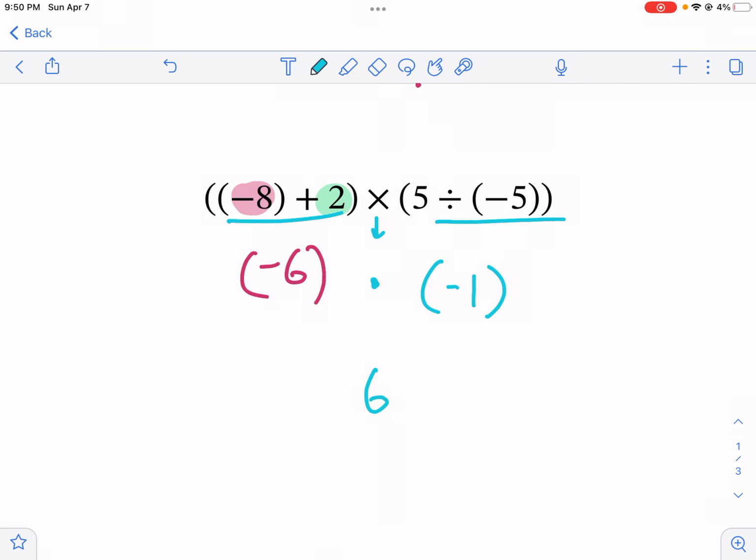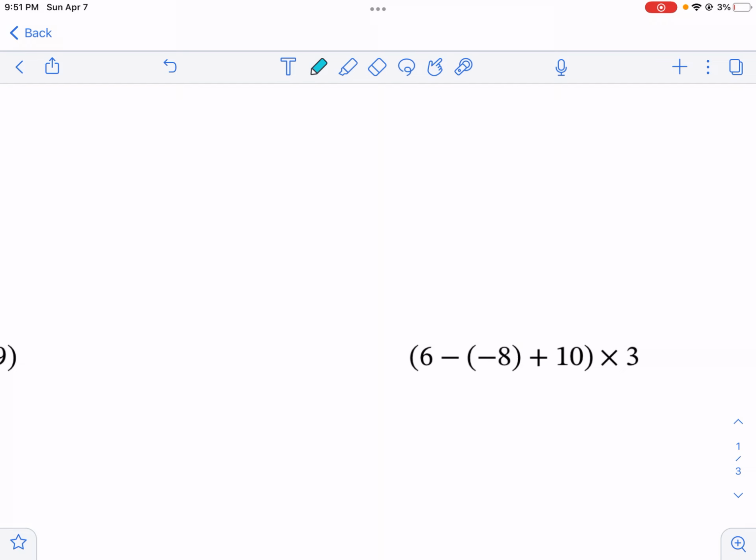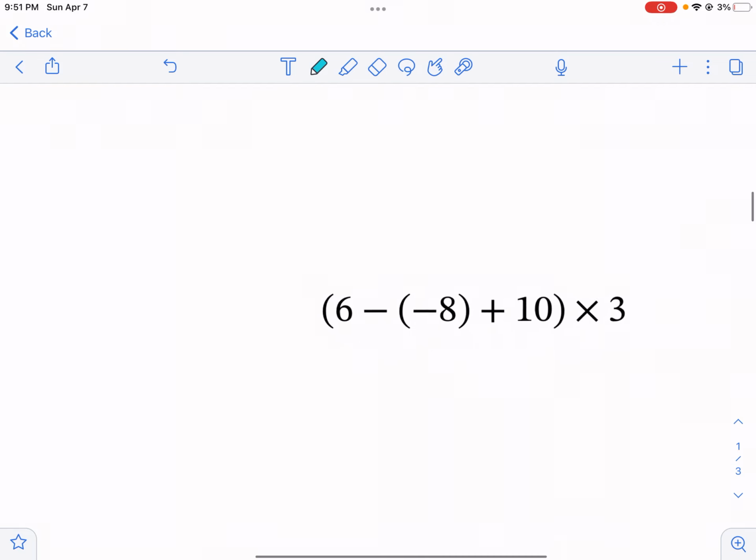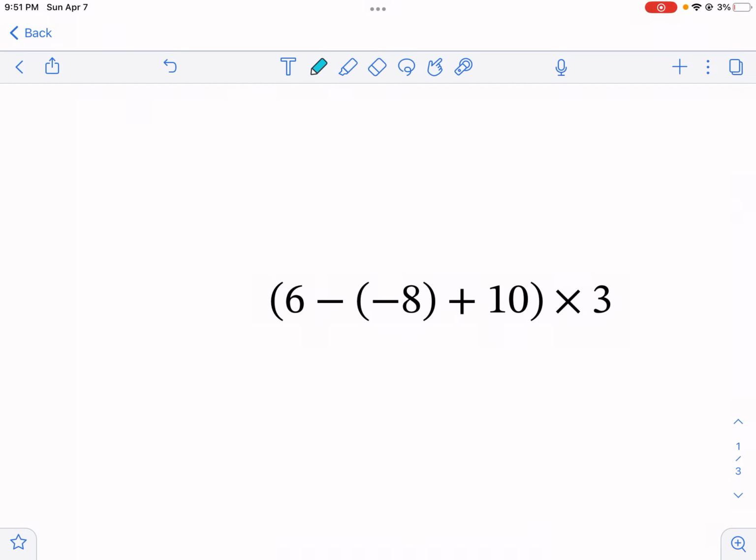Okay, so again, I'm using some integer rules here, so you may be familiar with them. I would encourage you to check out my videos or check out your notes from class, but you really want to know your multiplying, dividing, adding, subtracting integers operations first before moving on to something like this.